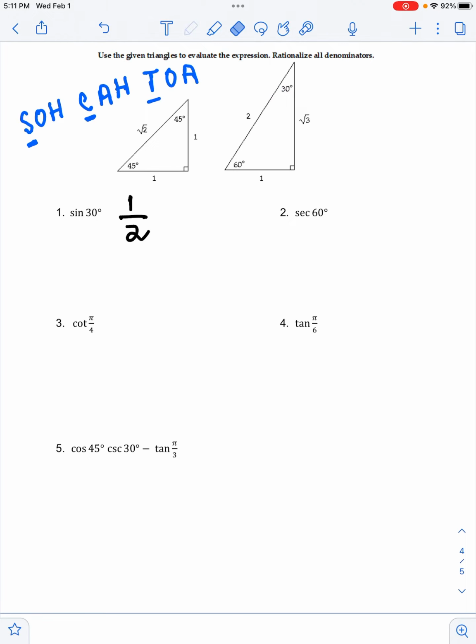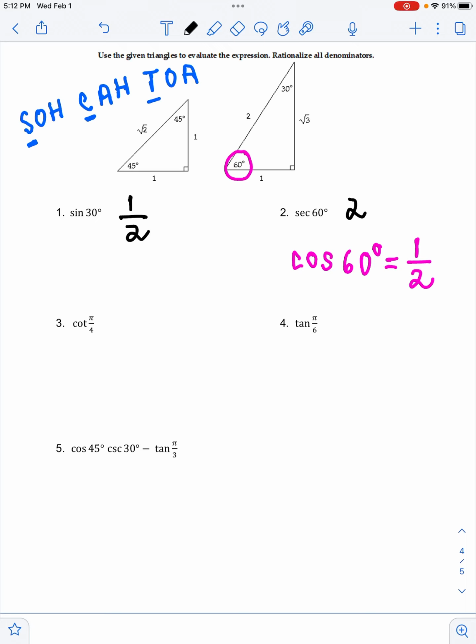Now, the next problem asks for the secant of 60 degrees. So I'm looking again at the triangle on the right. My 60-degree angle is at the bottom. In order to find the secant, I'm going to start with the reciprocal, which is the cosine of 60 degrees. Now, cosine is adjacent side over hypotenuse, and for the 60-degree angle, the adjacent side is 1, and the hypotenuse is 2, which means the secant would be the reciprocal of that, which is 2 over 1, or just 2.